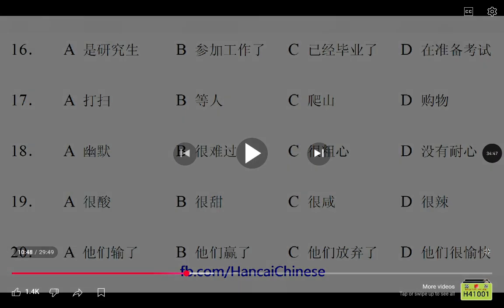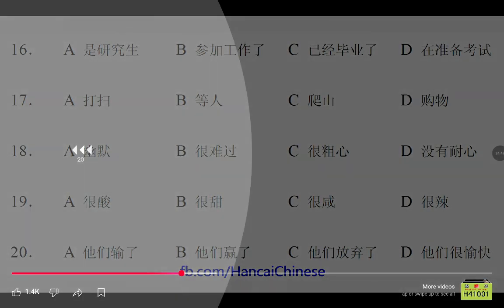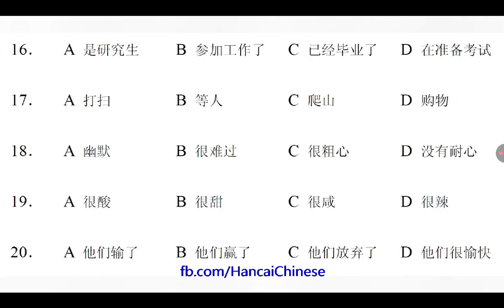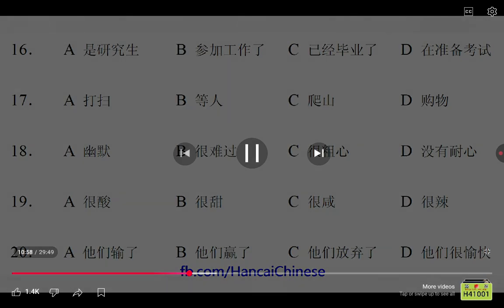Okay, listen to it again. 关于男的，16。你明年就毕业了，现在开始找工作了吗？没有，我正在准备研究生考试。关于男的，可以知道什么？I hope you understand.